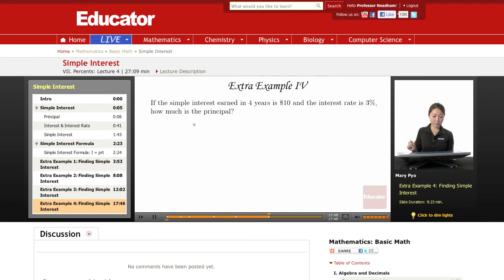One more example. If the simple interest earned in 4 years is $10 and the interest rate is 3%, how much is the principal? Okay, so look what they're asking for. They're asking how much is the principal. So they're asking for the P. The simple interest earned in 4 years is $10. So simple interest, that's I, is how much? $10.